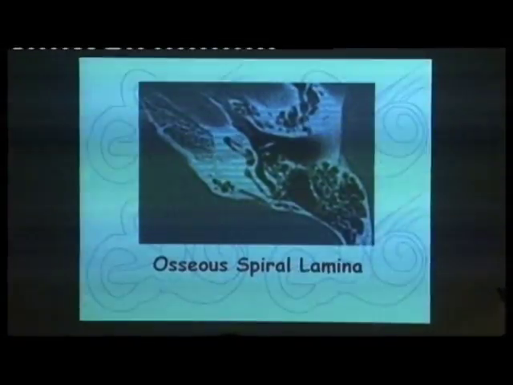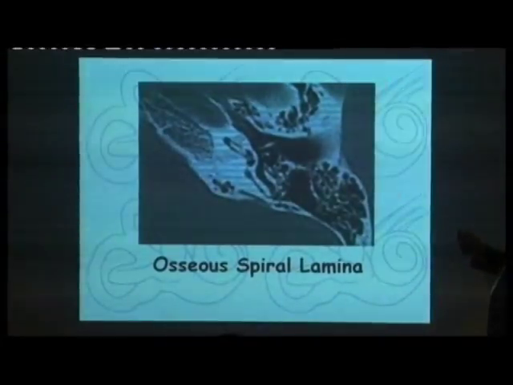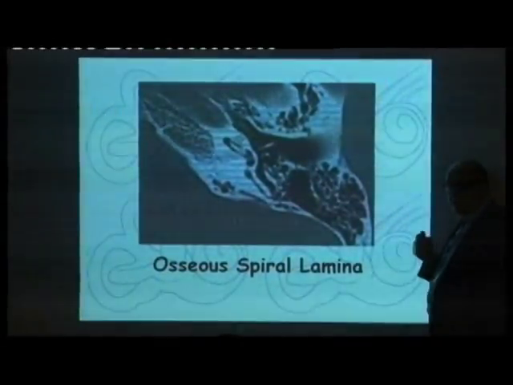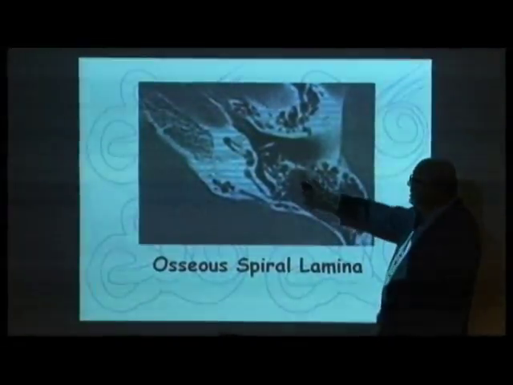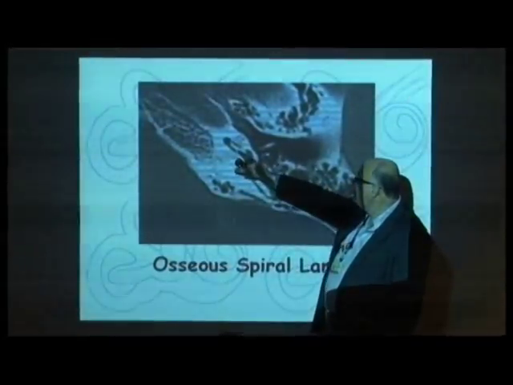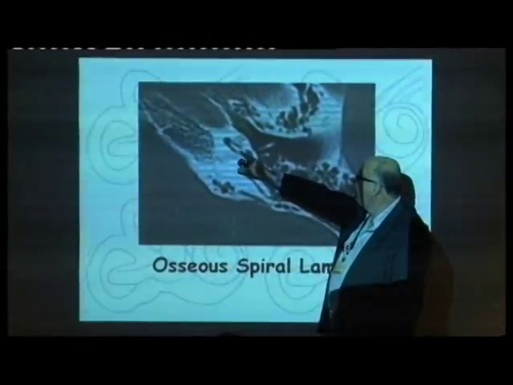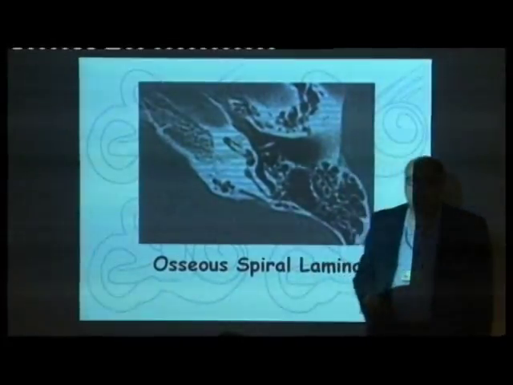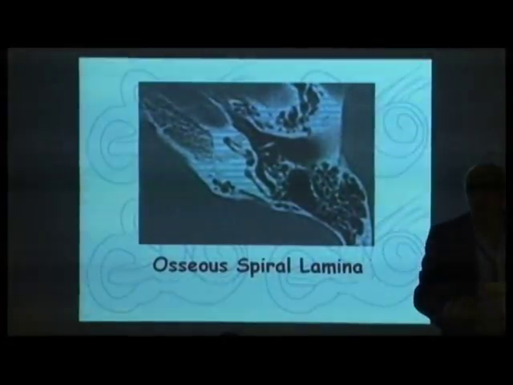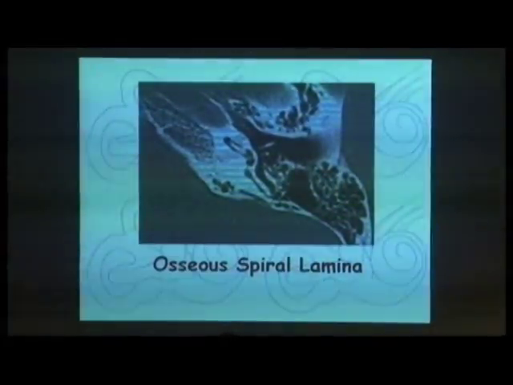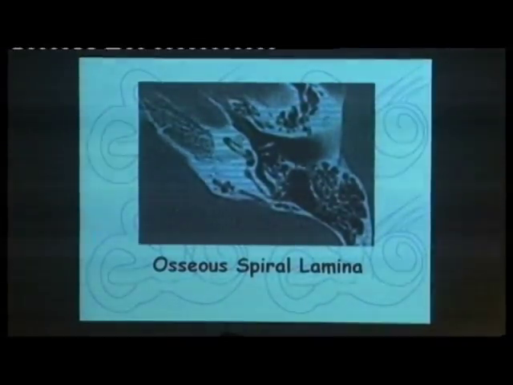If we have a look at this nice CT scan, the CT scan can be so accurate that it can show you inside the basal turn of the cochlea this ridge of bone, which is a little bit prominent. This is the osseous spiral lamina, from which is attached the basilar membrane and the Reissner's membrane.